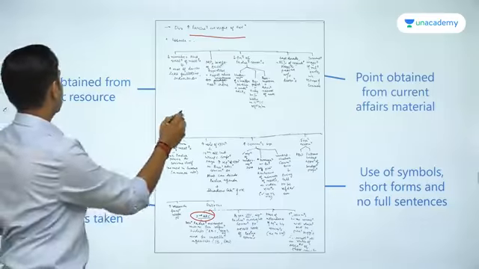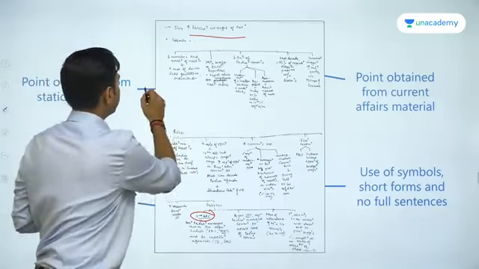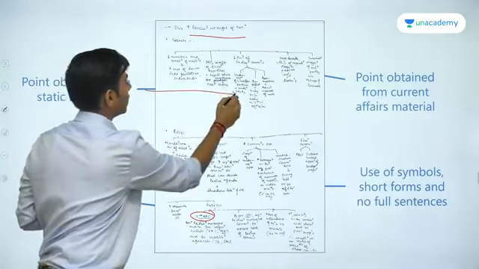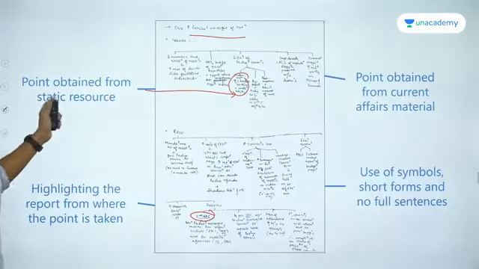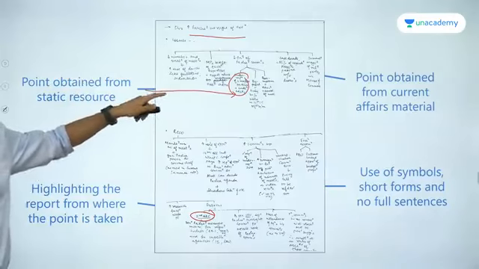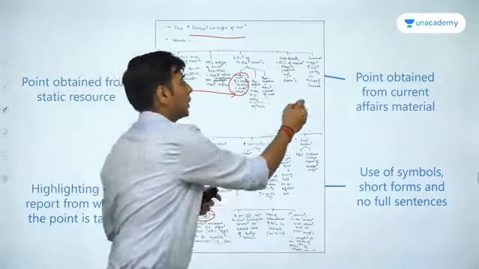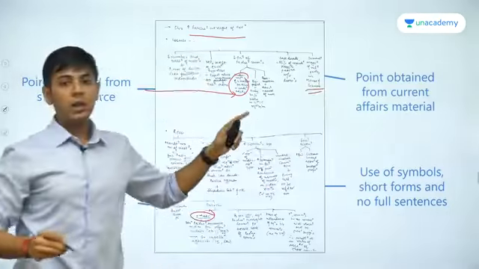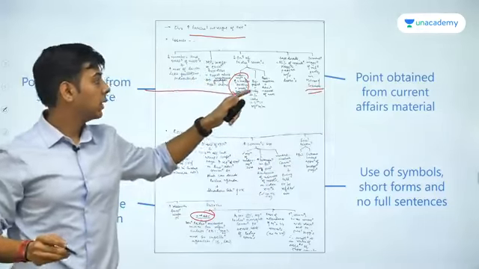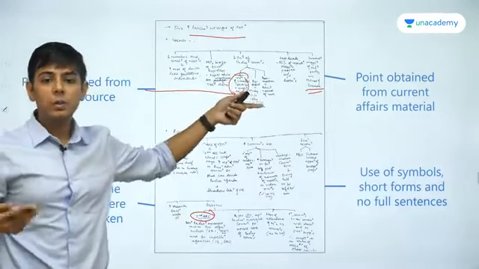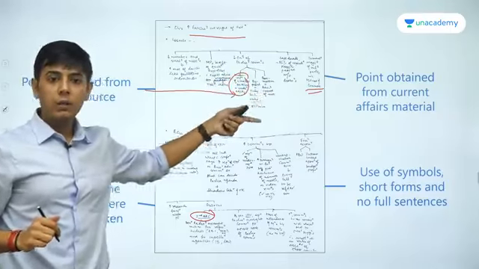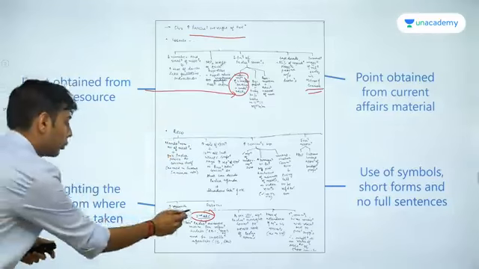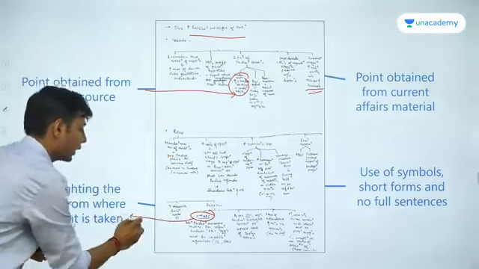So for example, this particular point has been taken from Lakshmikant. I have written that point from there. And suppose this point has been taken from current affairs material, from the PRS, to be very precise. Again, that particular point is from the current affairs material. This point is from second ARC.